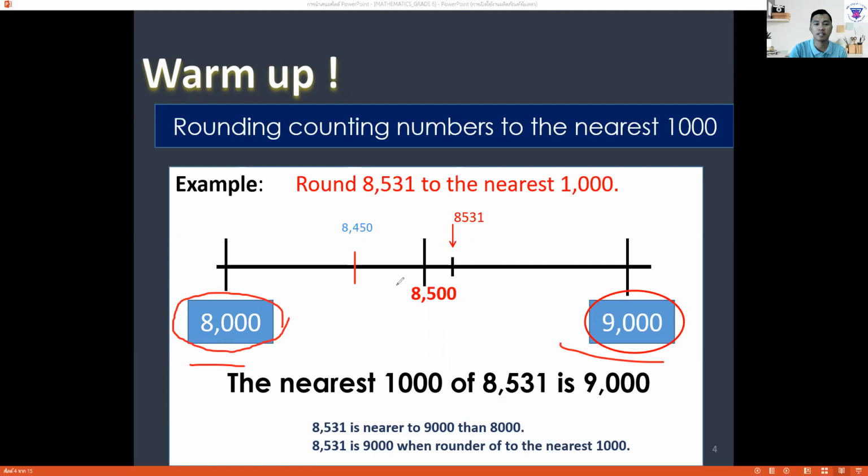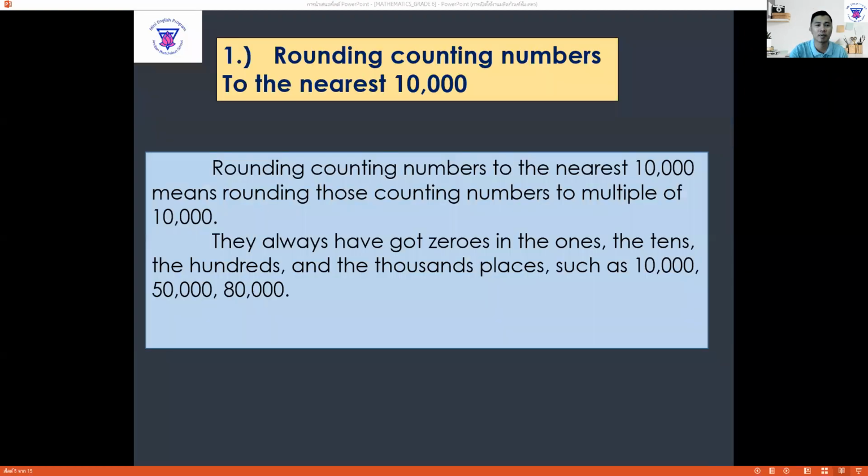So the nearest 1,000 of 8,450 is 8,000. And the nearest 1,000 of 8,531 is 9,000. Okay, good job, student. All right, so now let's go to the next page.